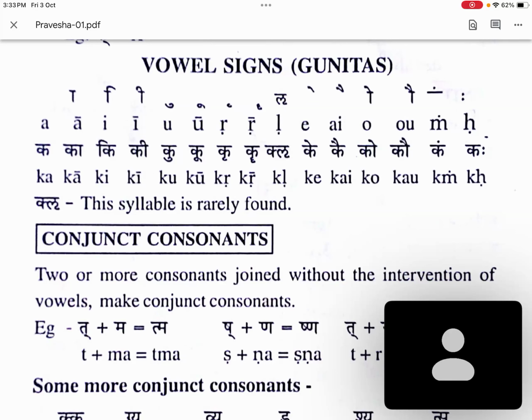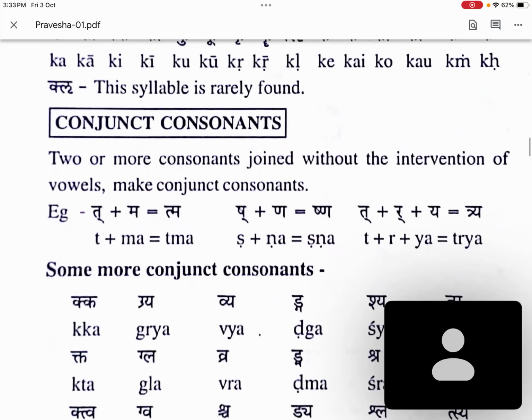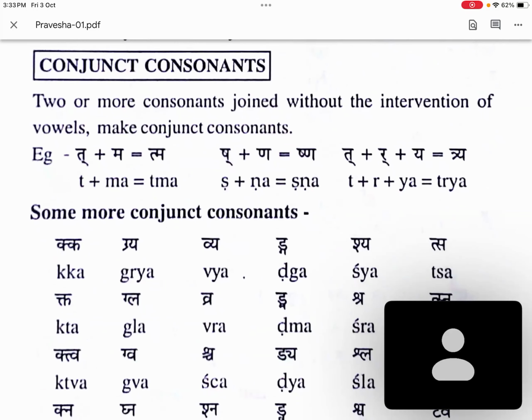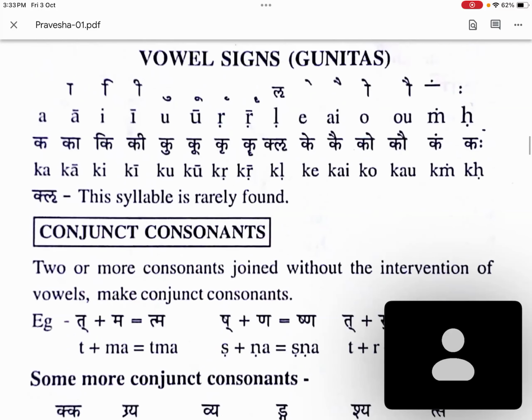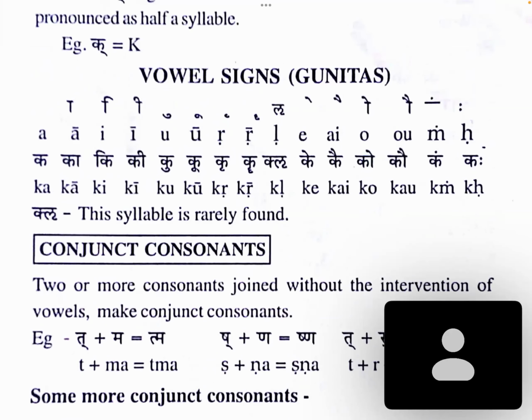Okay. Then we go next to the conjunct consonants. Now, what are conjunct consonants? In Samskrutham, it is called Samyuktaksharam. What is that? There we saw in Gunitaksharam, one consonant and one vowel joining together.